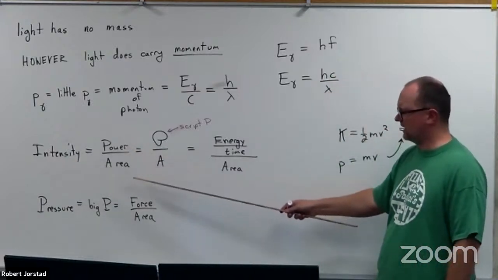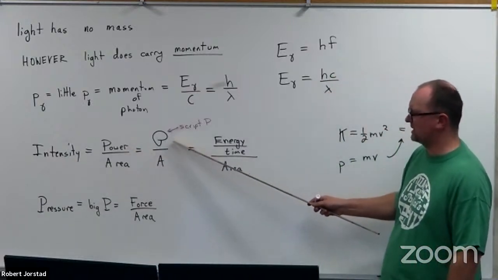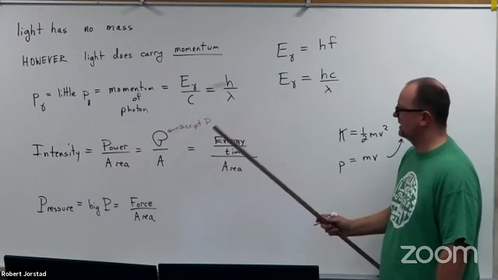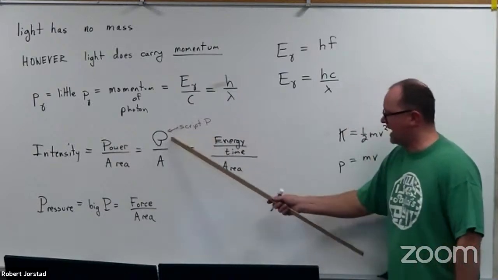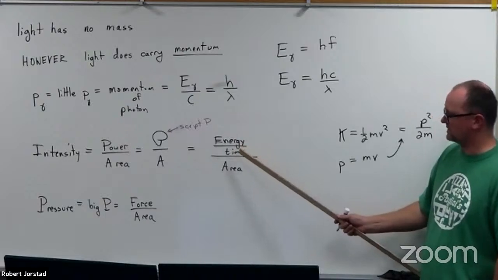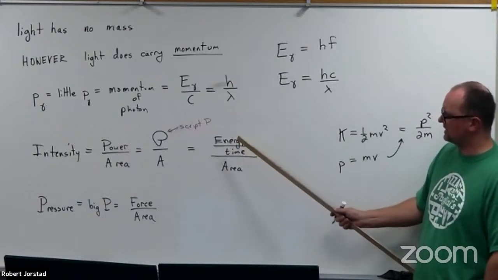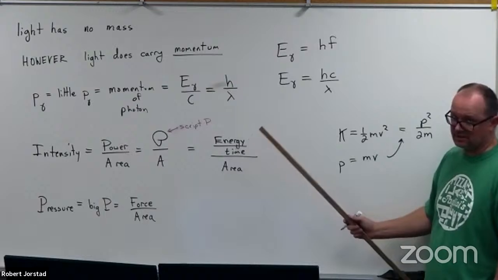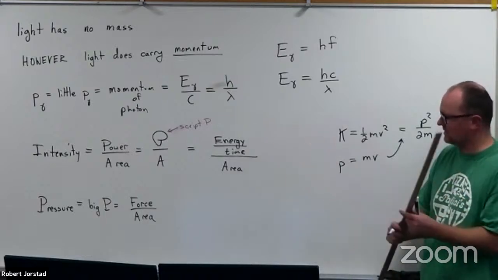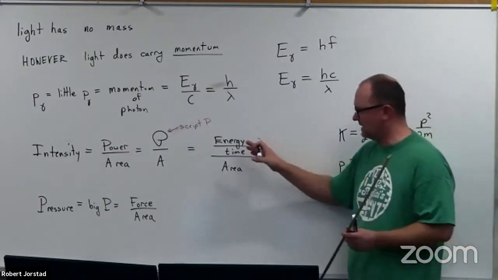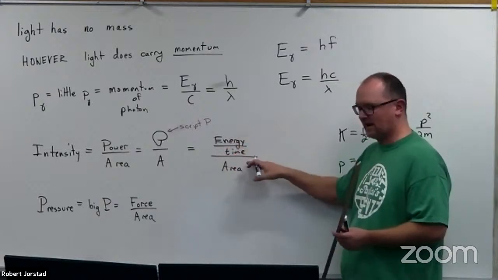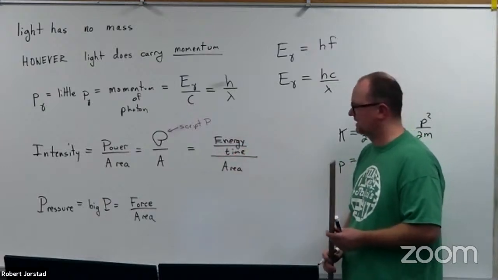Intensity is power over area. You're going to see me use a script P for power, right? And to be clear, remember that power is energy over time. So intensity is energy per area per unit time, if you want to think about that. So it relates to the energy of how many photons are going through a unit area in a given time.